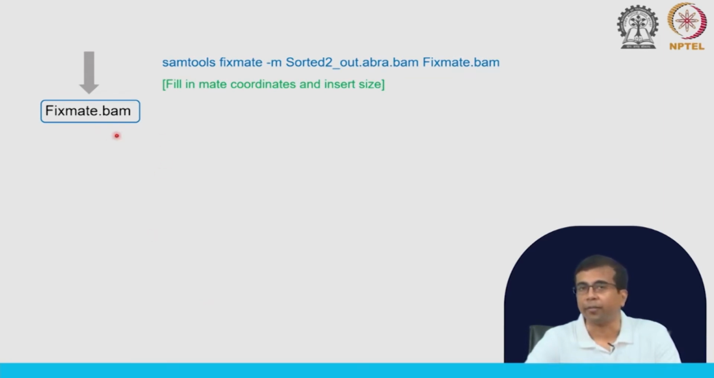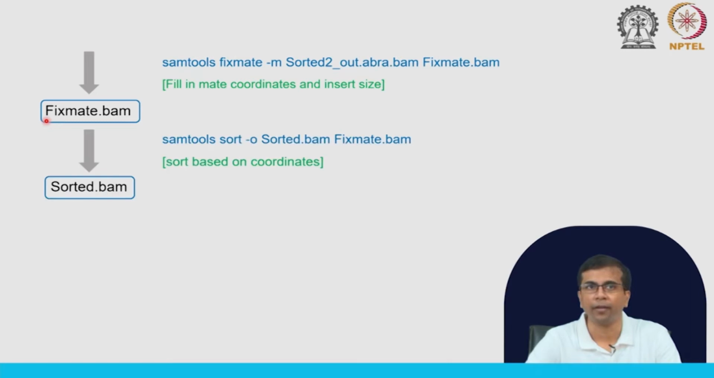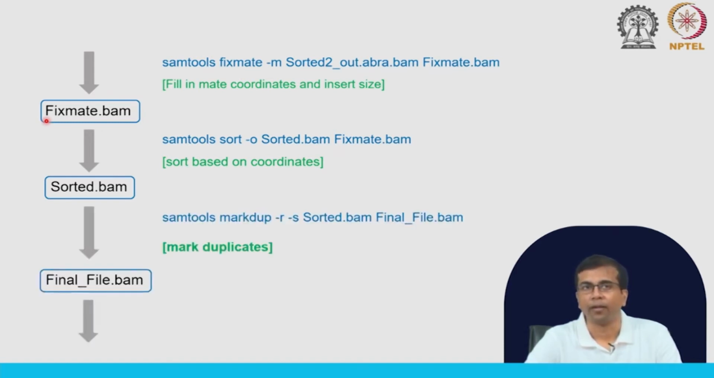So, the next step is actually using something called SamTools fixmate. This will fill in mate coordinates and also fill the insert size, and we created this file called fixmate.bam. And then again we sorted after we had marked the mates. So we then sort by the coordinates, default sorting, SamTools sort, and we created this sorted.bam.